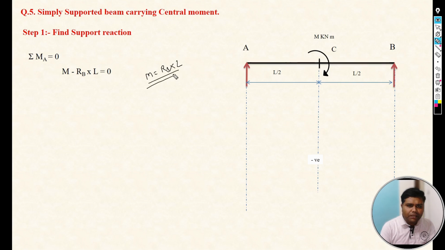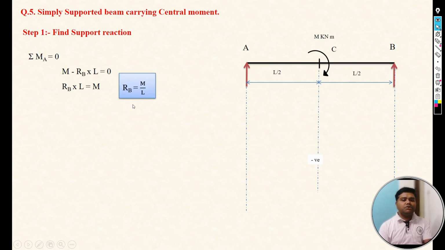So we can take M is equal to RB into L. We can equate this equation: M is equal to RB into L. So RB into L is equal to M, so RB is equal to M by L. So the first support reaction that we have calculated, at point B, is RB is equal to M by L.